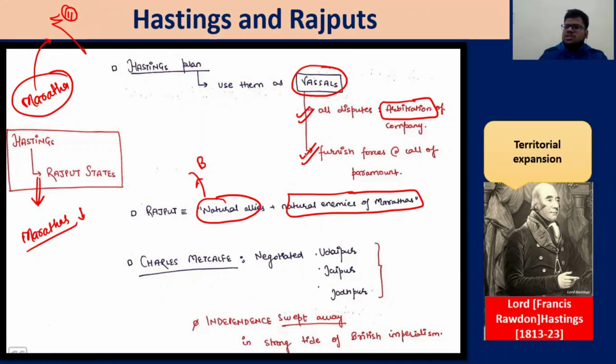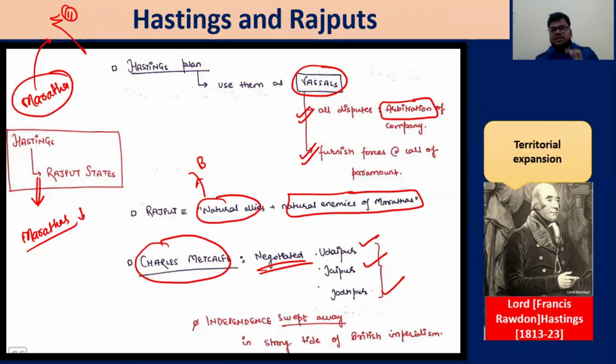Some sort of treaty had been done beforehand too, but in the end that was negated. Now Hastings came and sent Charles Metcalfe, who negotiated treaties with Udaipur, Jaipur, and Jodhpur. They signed the treaty with Hastings and Metcalfe on behalf of the East India Company. Finally, the independence of the Rajputs also went. Any de jure independence that remained was swept away in the strong tide of British imperialism.